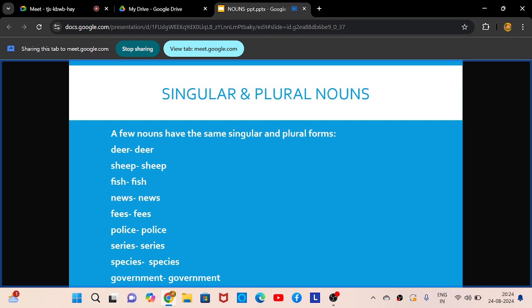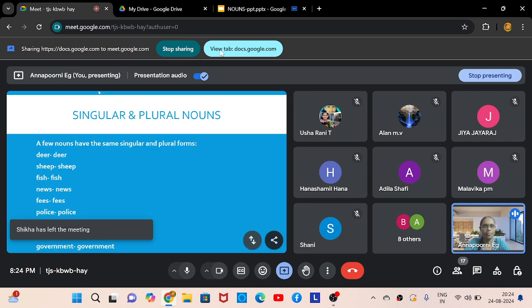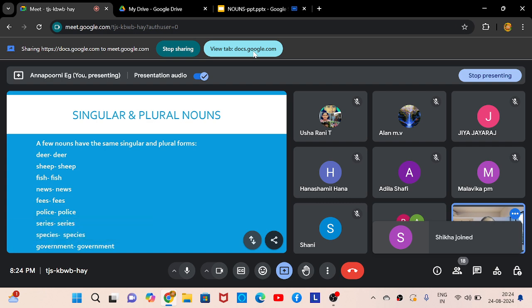Next we are looking at singular and plural nouns with the same forms, words having the same singular and plural forms. Okay, so can somebody read this list of words? Alan, can you read this list? Alan, you can switch on your mic and read.